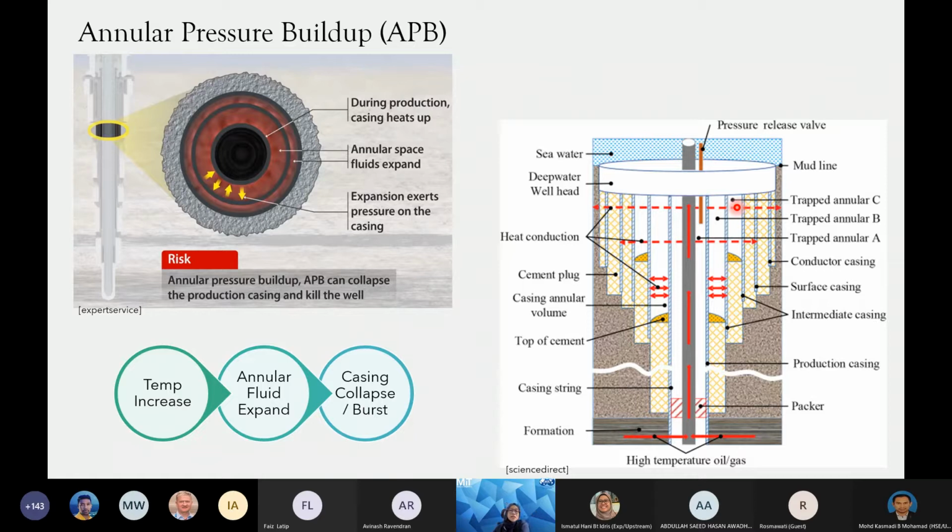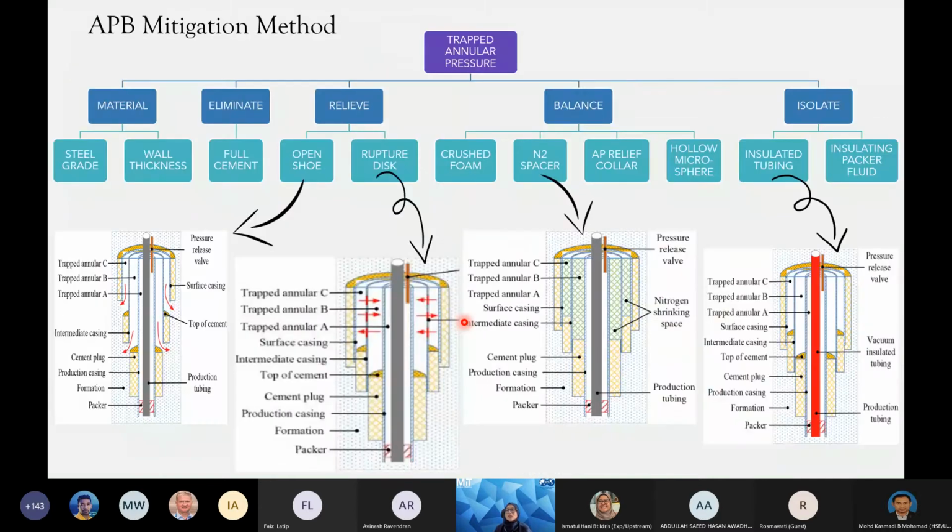Okay. But this is different in shallow water, surface condition, where you can easily bleed off your annular pressure. In subsea, you can bleed off only from your annular A, okay, but not for B and C. So that would create this situation of having a casing collapse and burst at the same time if it's not properly mitigated. So there are several measures or mitigations available for APB, and you have to check which one is suitable and economical to your project.